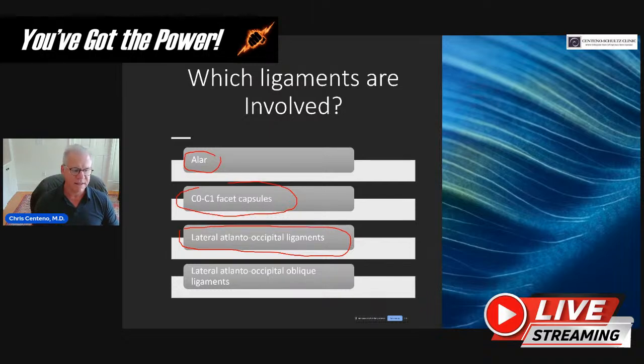You can get the C0, C1 facet capsules, at least posteriorly, and the joint from going posterior. The alar is more of a PICL type approach, obviously. The lateral occipital ligaments you can get from posterior, and for the lateral anterior occipital oblique ligaments, you would need more of a PICL approach to get there. That's how you get to those various ligaments.